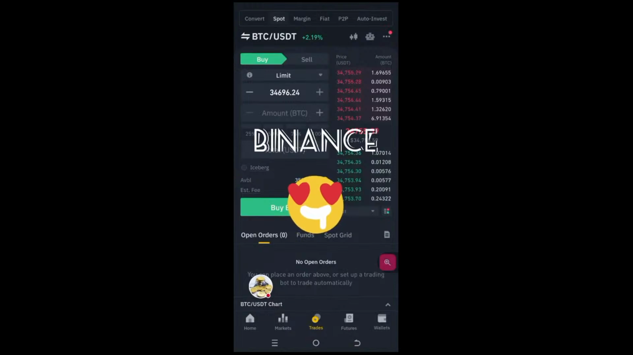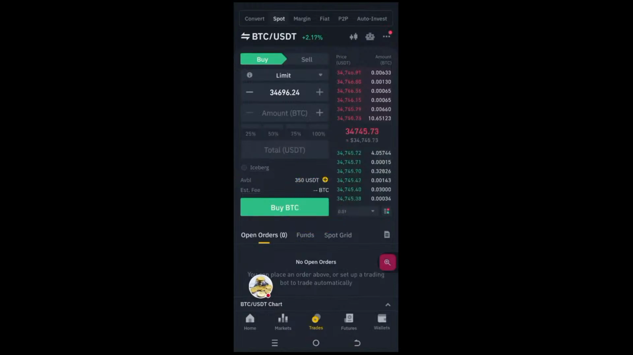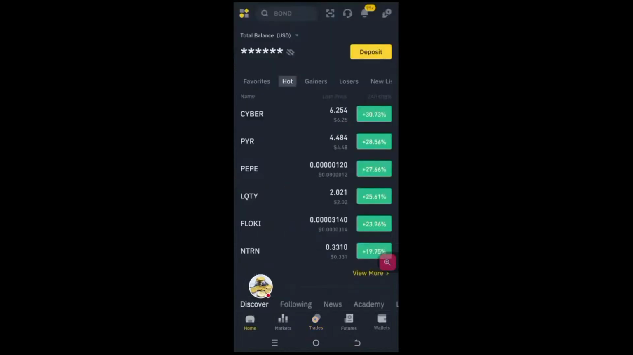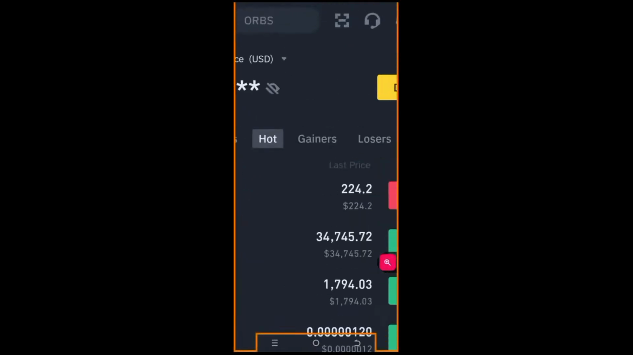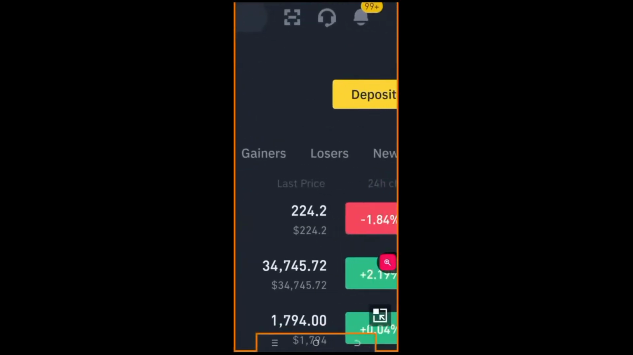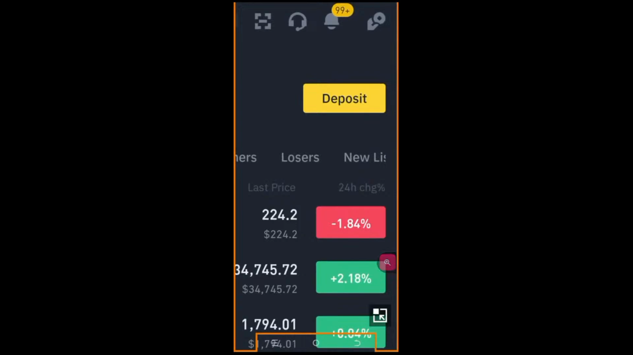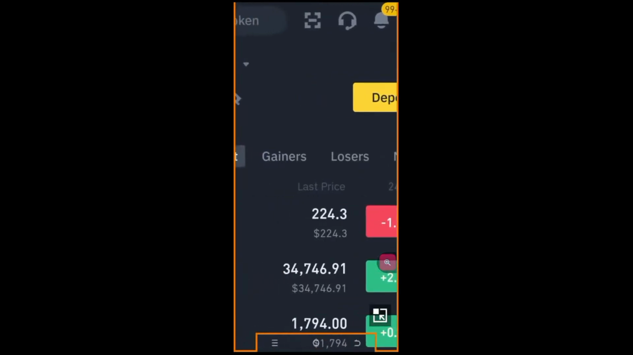Okay, let's go ahead and now for our spot trading, I love to use gainers, right? And you can use any of these, right? You can use gainers. Let me just enlarge this. You can use gainers. You can use losers. You can use new listings. But my all-time best is gainers.